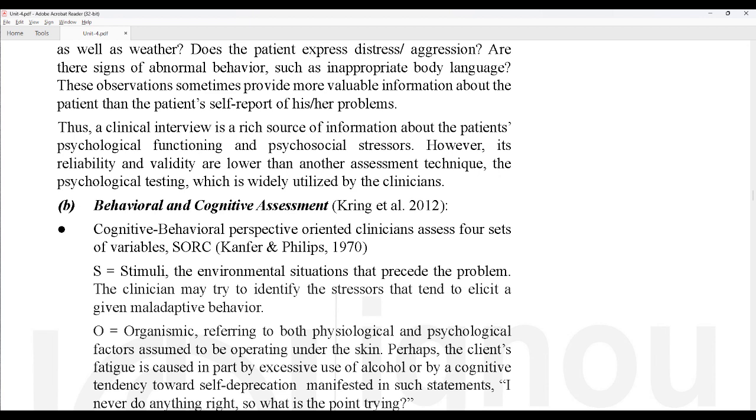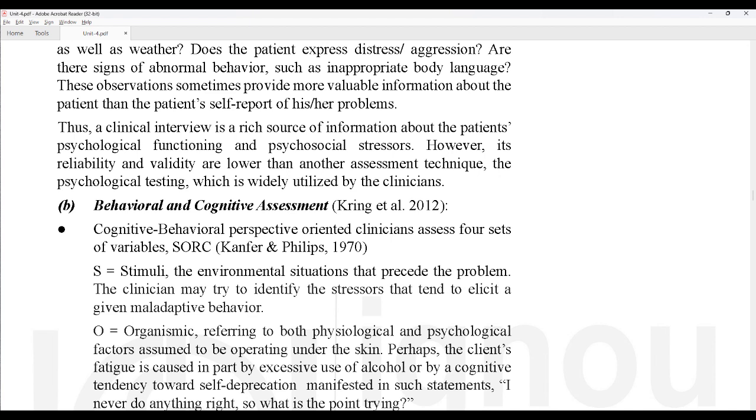Thus, a clinical interview is a rich source of information about the patient's psychological functioning and psychosocial stresses. However, its reliability and validity are lower than another assessment technique, psychological testing, which is widely utilized by the clinicians. B. Behavioral and Cognitive Assessment, Kring et al. 2012. Cognitive behavioral perspective-oriented clinicians assess 4 sets of variables, Kanfer and Phillips, 1970. S equals stimuli, the environmental situations that precede the problem.